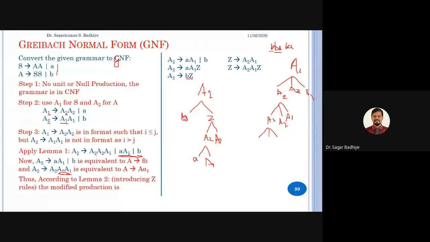When you match the terminals again, BA will not match with BB, so this will fail. So what would you do? Again you will backtrack. Backtrack means you will go back to the previous step and look for another rule of A2.